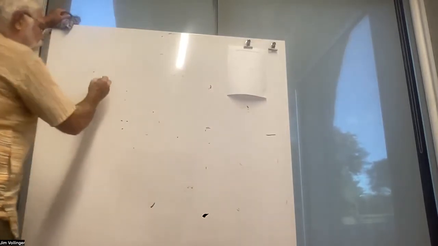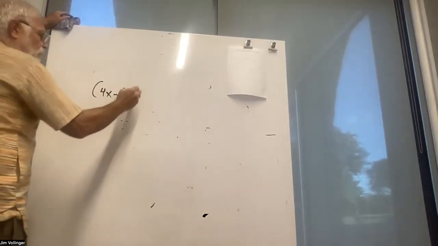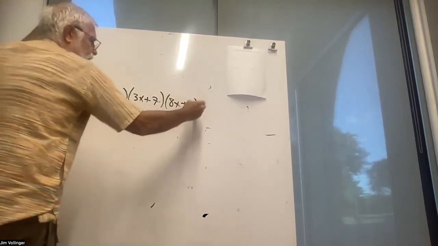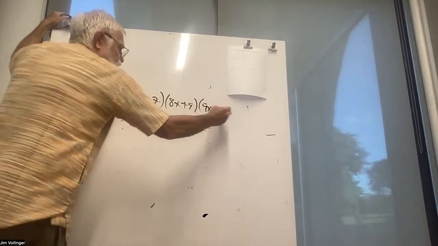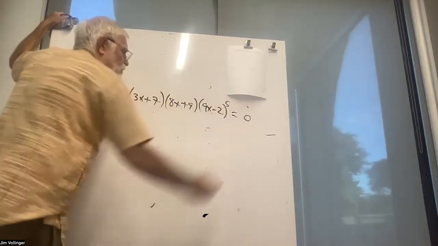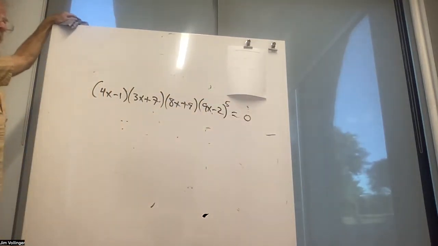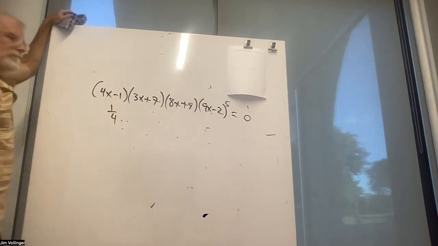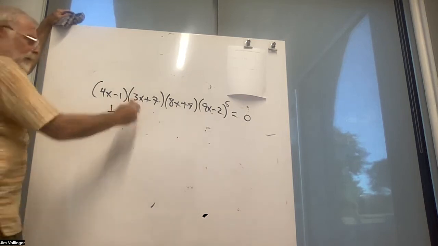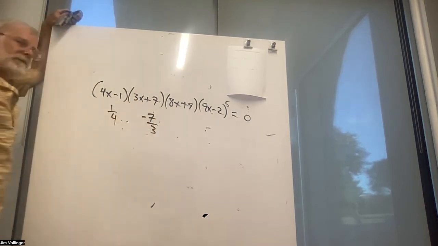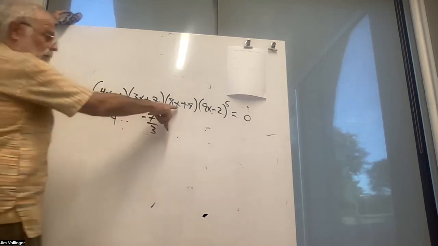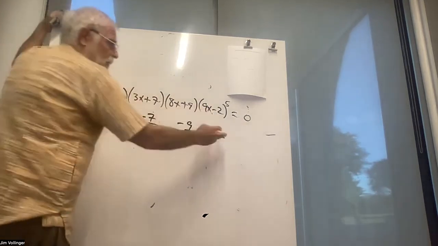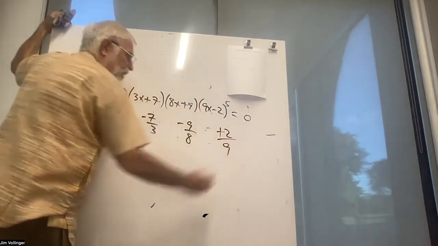Let's do those parentheses. Let's do (4x minus 1)(3x plus 7)(8x plus 9)(9x minus 2) to the 5th power equals 0. And how many answers do we have? Lots. One of them, 1/4. Next one, -7/3. Next one, get rid of the 9, divide by 8. Next one, get rid of the -2 with a +2 and then divide by 9.